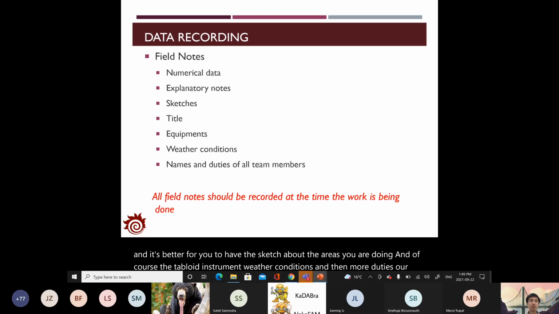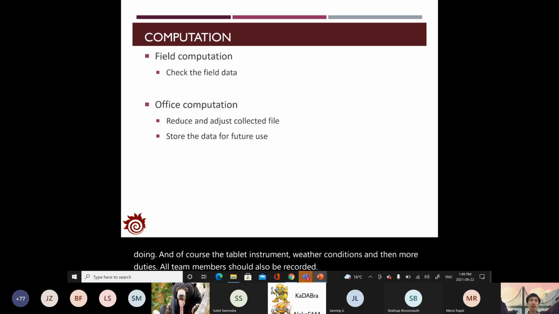And in the field, you need to do the field computation. For example, if you are trying to measure distance, you need to check whether the distance is correct or not. This is a very rough check. If you measure a long distance, and usually it's approximately around 50 meters, but you measure 30 meters, you will quickly know that it's an error. So you need to redo that in the field.